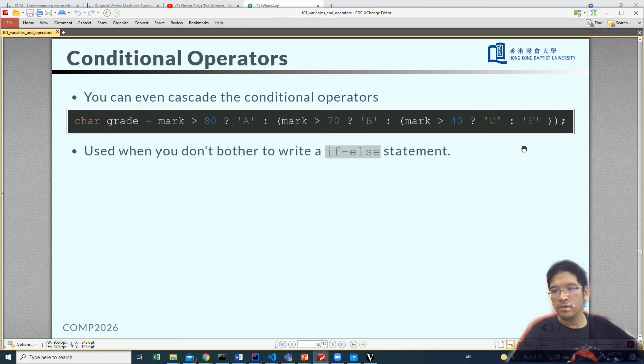Okay? Now, when will you use these conditional operators? Especially when you need values to assign to your variables, or when you don't want to write an if else statement because you think it is too complicated, then you can use conditional operators, which will shorten your code a little bit. Okay?